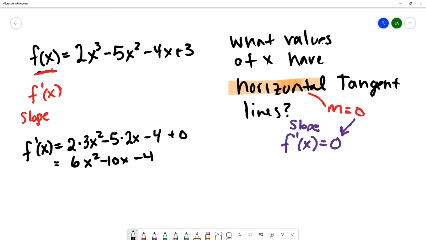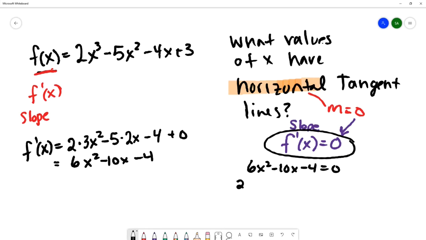So now we'll follow this equation here. We're setting the derivative equal to 0, and we're going to solve this equation. So we have a greatest common factor of 2. If I factor that out, I'll have 3x squared minus 5x minus 2.